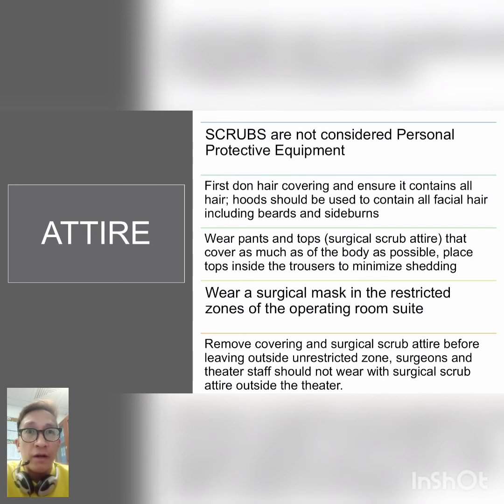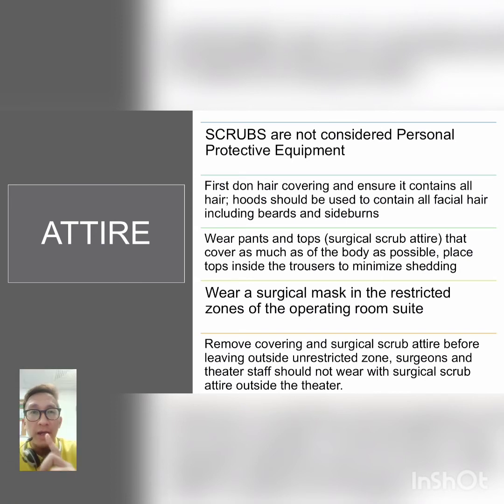Head and facial hair covering and clean shoes should also be worn in the semi-restricted and restricted areas of the operating room. Masks should be worn in restricted areas when open sterile supplies and equipment are present. And you need to remove covering and surgical scrub attire before leaving to an unrestricted zone. Surgeons and theater staff should not wear surgical scrub attire outside the theater.